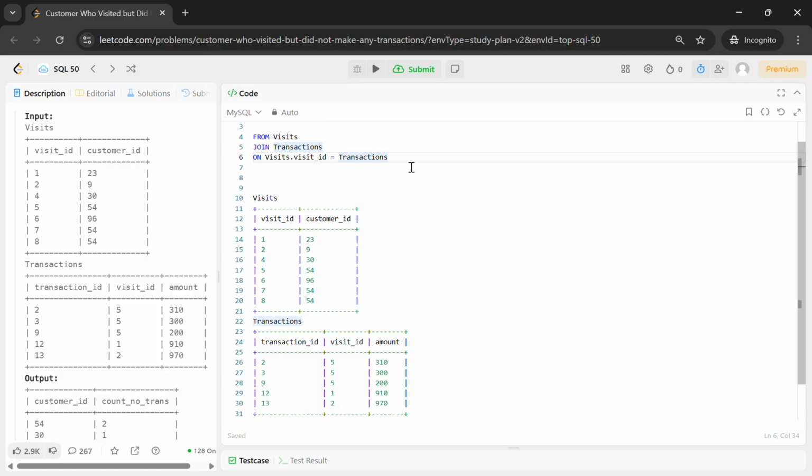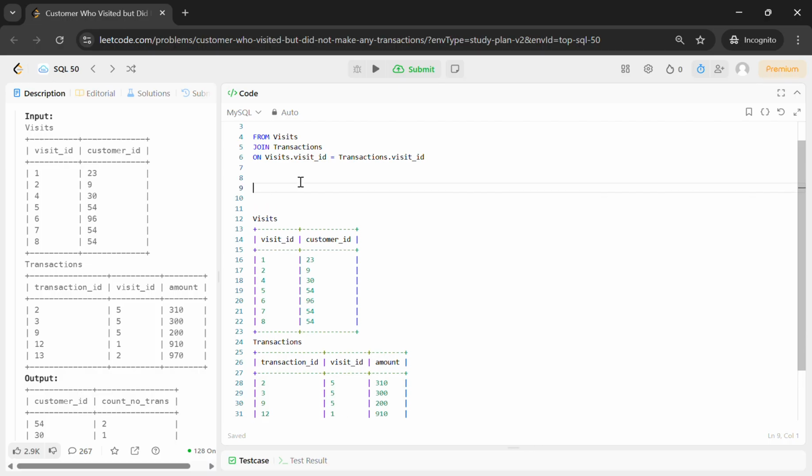So now we have this much. This is inner join. Now what will happen? We will get a resulted table which will have only common values. What does that mean?